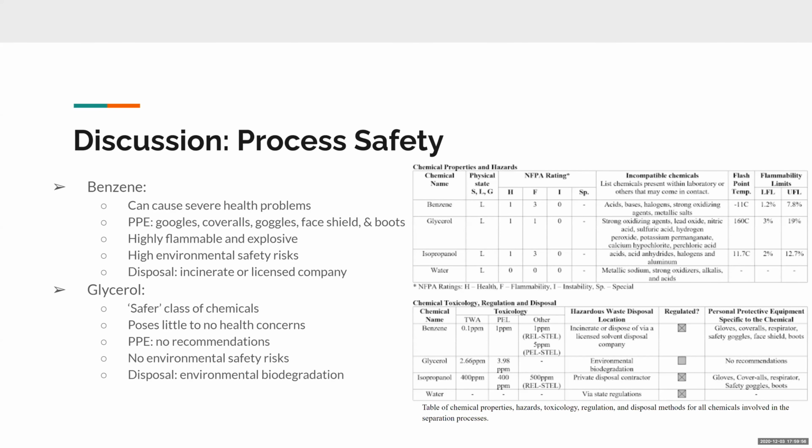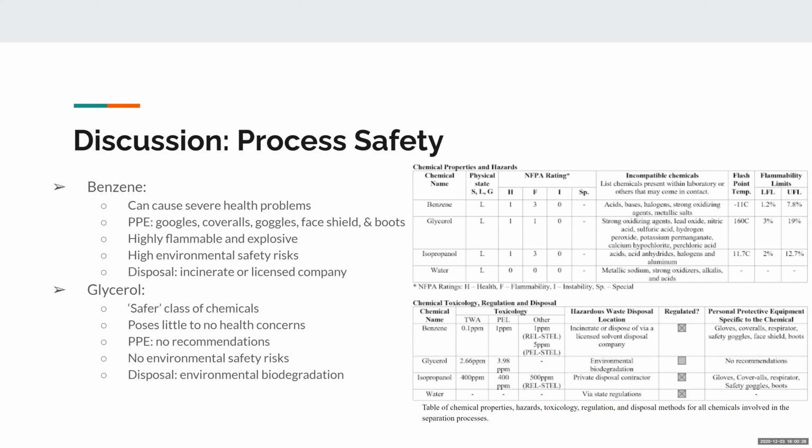In terms of process safety, it's important to analyze the safety risks of both glycerol and benzene as the solvents in the extractive distillation process. Benzene has been found to cause eye, skin, and lung damage or irritation if directly exposed, resulting in recommended personal protective equipment such as gloves, coveralls, respirators, safety goggles, face shield, and boots. Benzene is also highly flammable and poses a risk for fire and explosions indoors, outdoors, and in sewage systems.